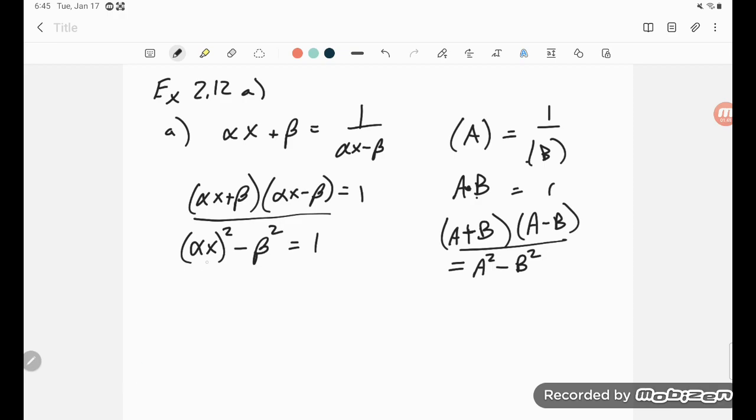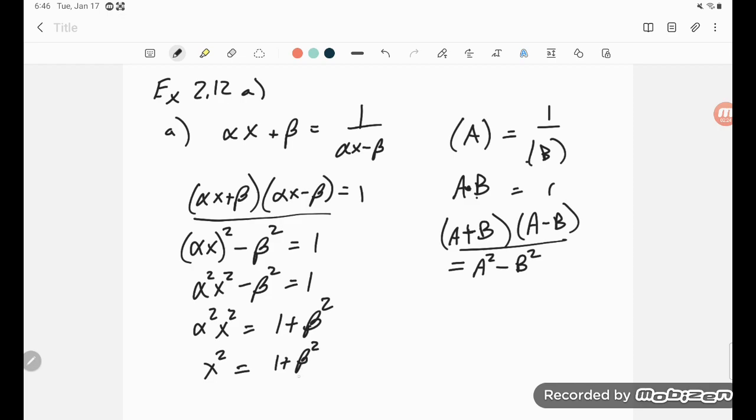So I have that. Now I'll go ahead and distribute that exponent. So I have alpha squared x squared minus beta squared equals 1. Now I'll add beta squared to both sides. So I have alpha squared x squared equals 1 plus beta squared. And now divide both sides by alpha squared. So I have x squared is equal to 1 plus beta squared over alpha squared.